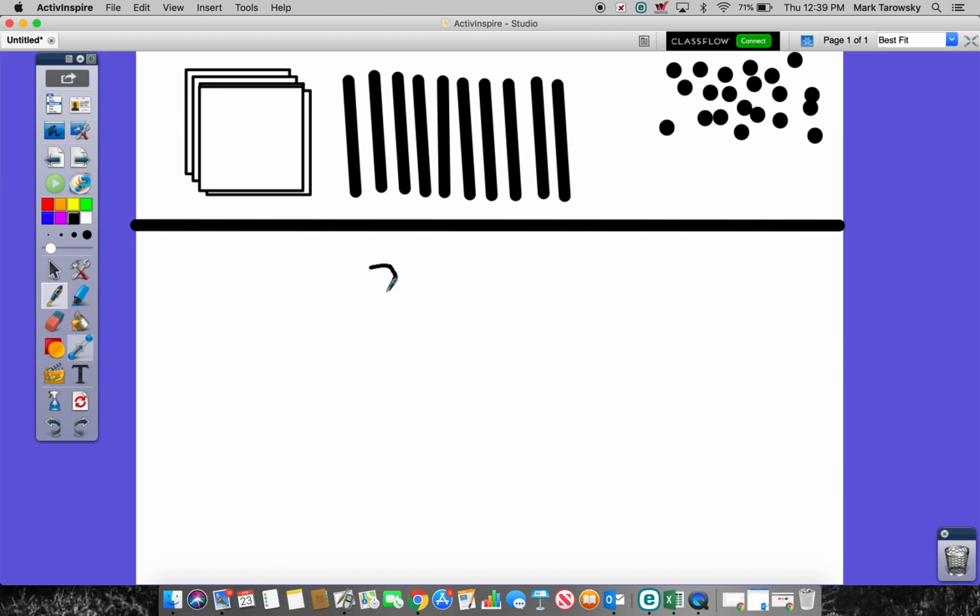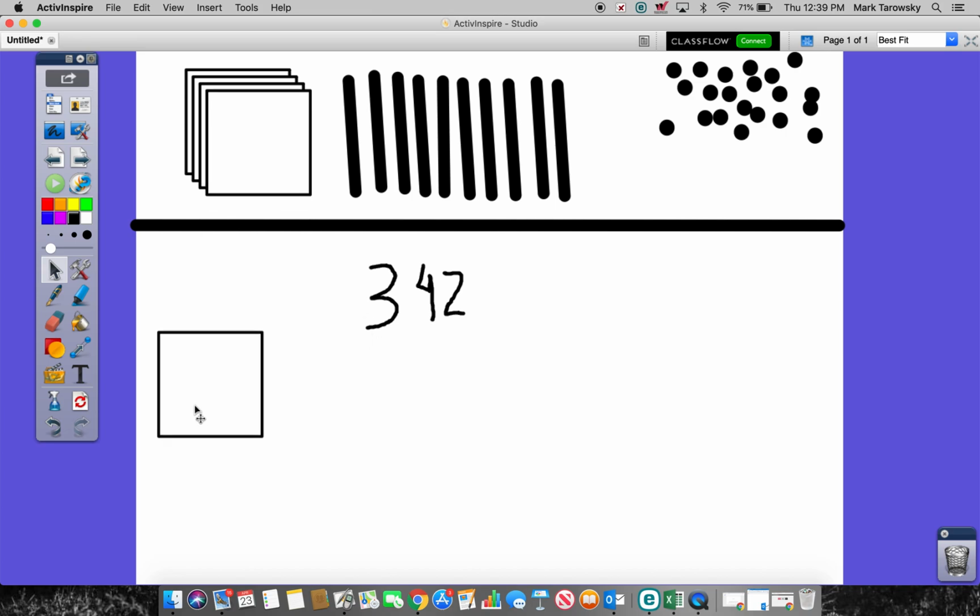So let's go ahead and I'm going to write this number 342. Now, when we have that number 342, let's remember we've got our ones place, our tens place, and our hundreds place, just like that expanded form. And in looking at that, we see we have three groups of 100. So I'm going to go ahead and pull my 300s here.